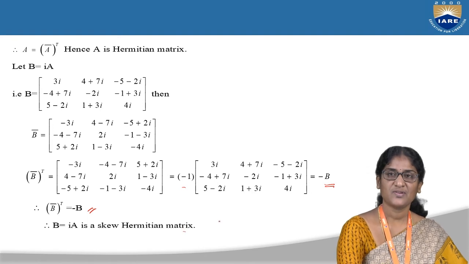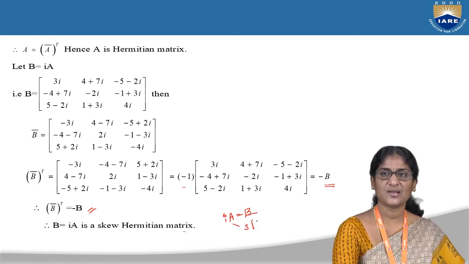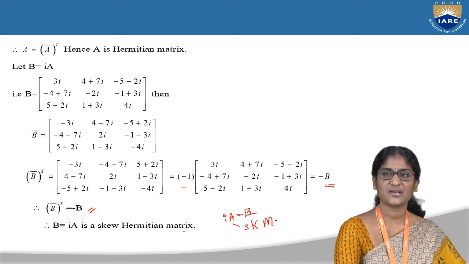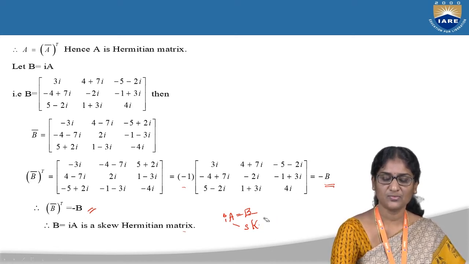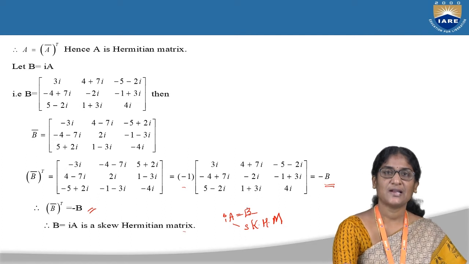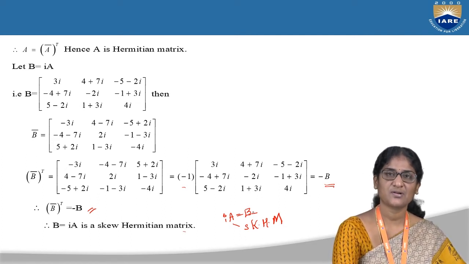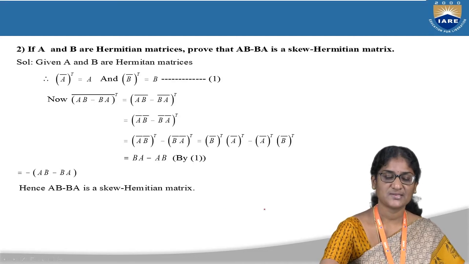What is B? We represented iA with B. That means if B is skew Hermitian, then iA is also a skew Hermitian matrix. So the operations are very simple, there is no need to do lengthy operations. Simple addition, interchanging, and replacing the elements by their conjugates, we are able to solve problems on Hermitian and skew Hermitian matrices, right?